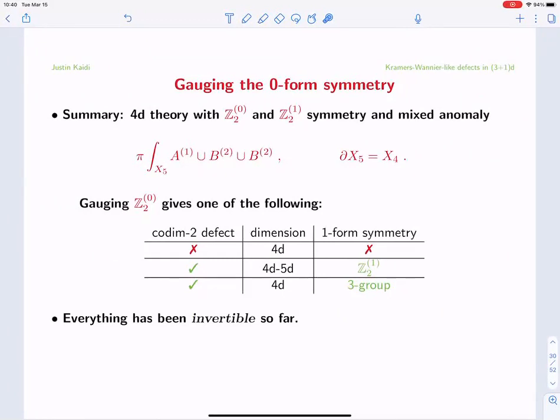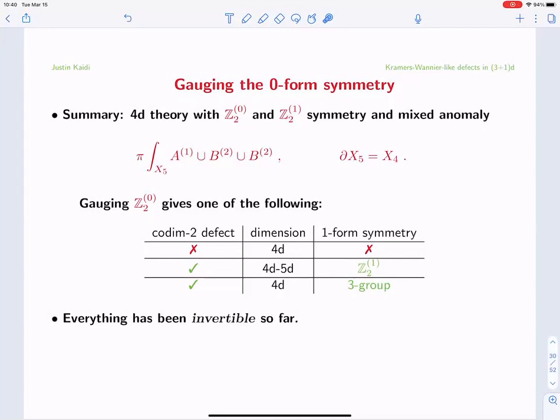In the second option, excuse me, in the 5D bulk, the Z2 zero symmetry is also gauged in the 5D bulk. Is the Z2 zero-form symmetry gauged in the bulk? Yes. Yes, thanks.